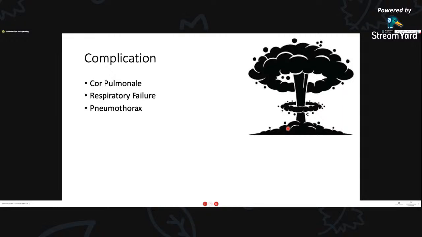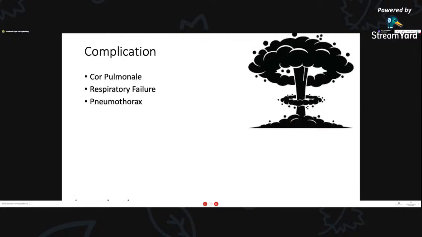So these particular complications are to be sought for in our history and examination. And also some of the investigations are to look for these complications.